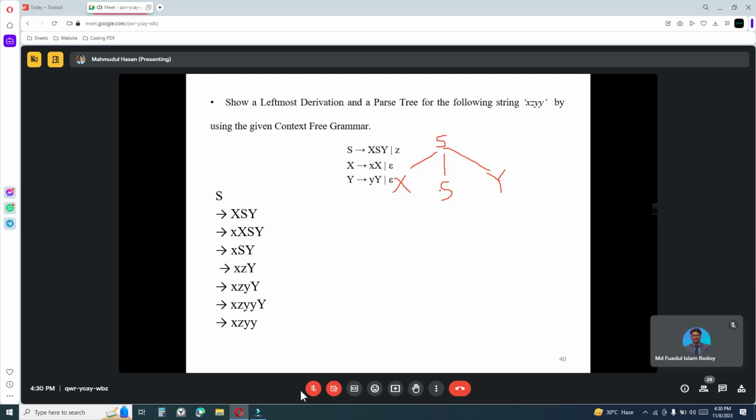Isha is present in the classroom. Isha or Khondokar Fahim. Hello. Am I audible? Yes, sir. Okay, that means they are not present.